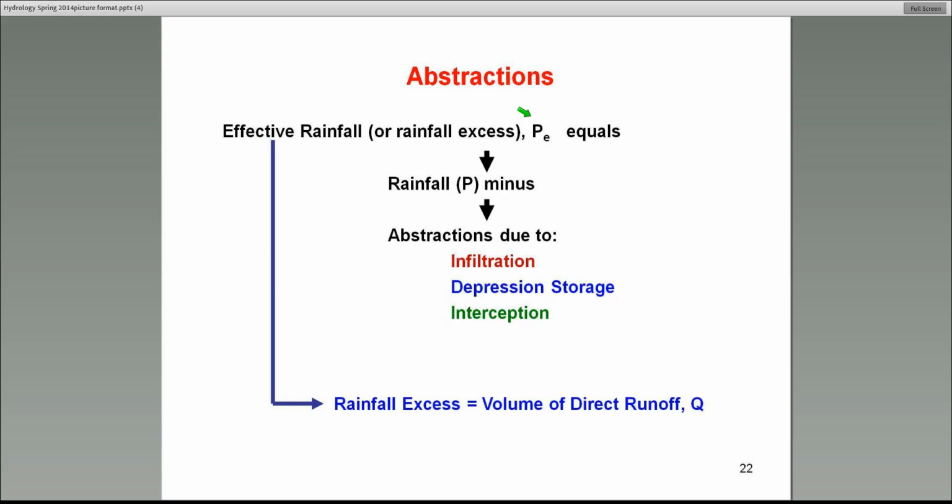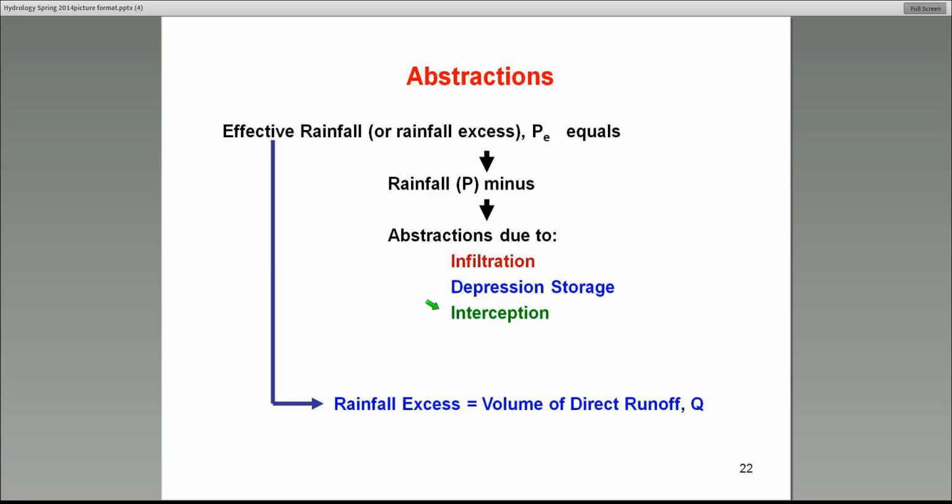Again, abstractions. What are the abstractions from that rainfall to produce rainfall excess? Well, the last two here, called depression storage and interception, are the ones that actually happen in the beginning of the storm. Depression storage is the amount of rainfall that it takes to basically wet the surface. If it's an impervious area, some water is required to wet it before you see runoff. And interception is typically by vegetation. If there's a lot of vegetation or trees, they intercept some water.